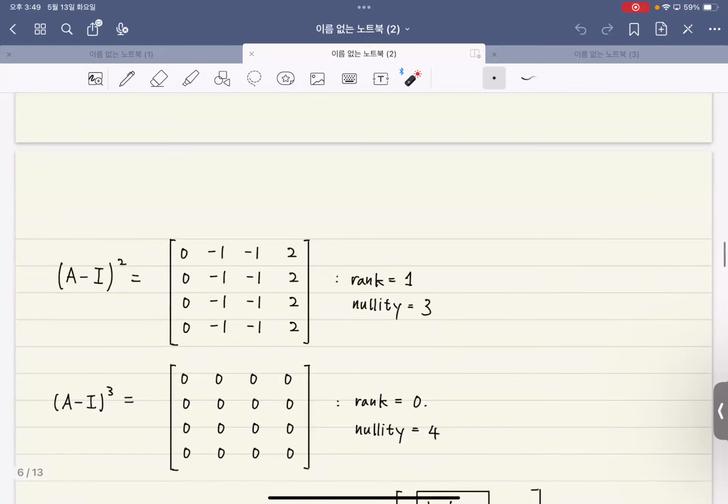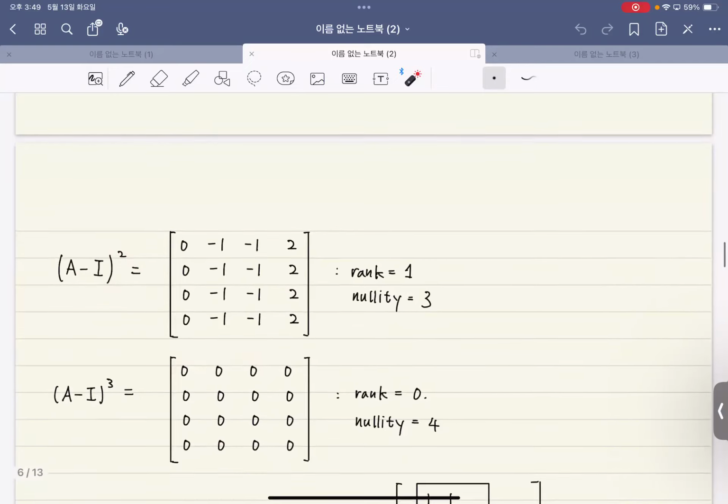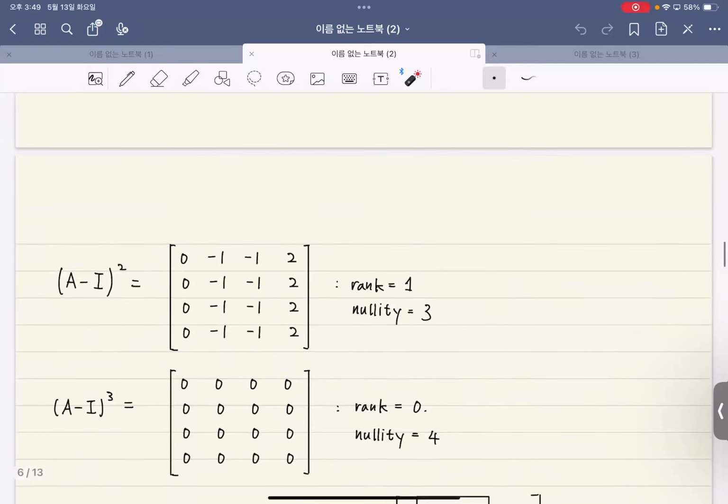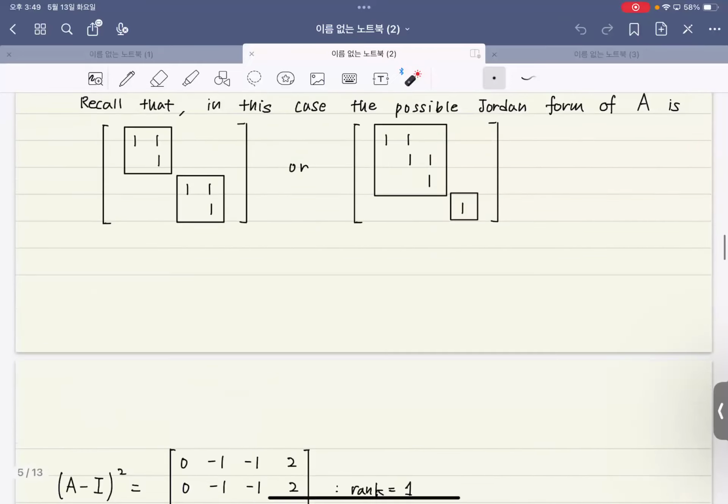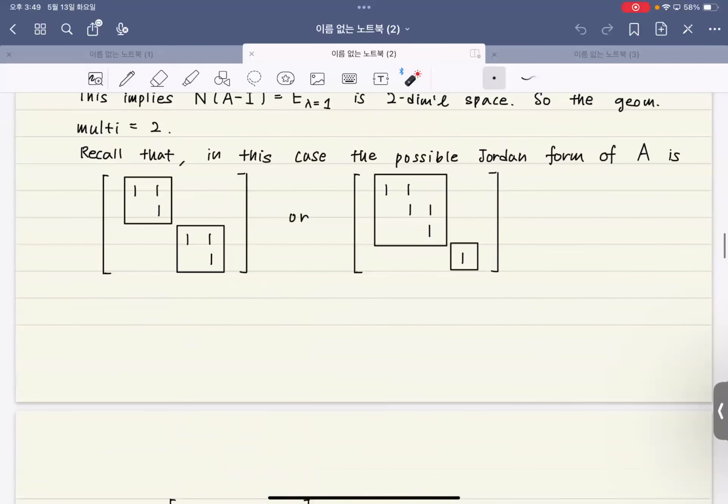And I raised it to one additional power, so A minus I to the third power. And I just got the 0 matrix. So the rank is 0 and the nullity is 4. Based on this computation, I am quite sure that the Jordan form of this matrix is this one, not this one.